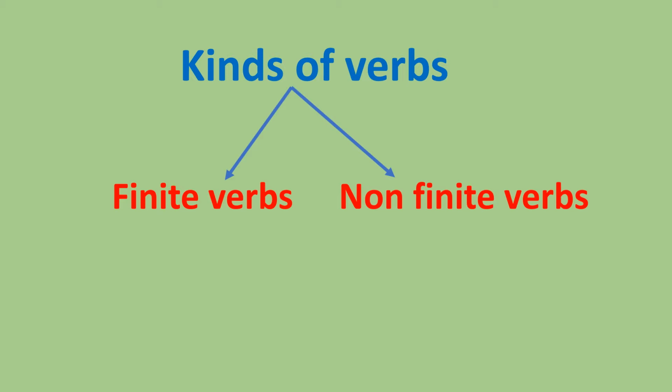Before that, just observe the following sentences, then you can easily understand what a finite verb is. Look at the first two sentences here. I go for a walk every morning. She goes for a walk every morning. In the first sentence, the verb is go. In the second sentence, the verb is goes. Both sentences are in the simple present. Why? Because when the verb is in the first form, that is called simple present tense. Here go becomes goes. You have to observe that.